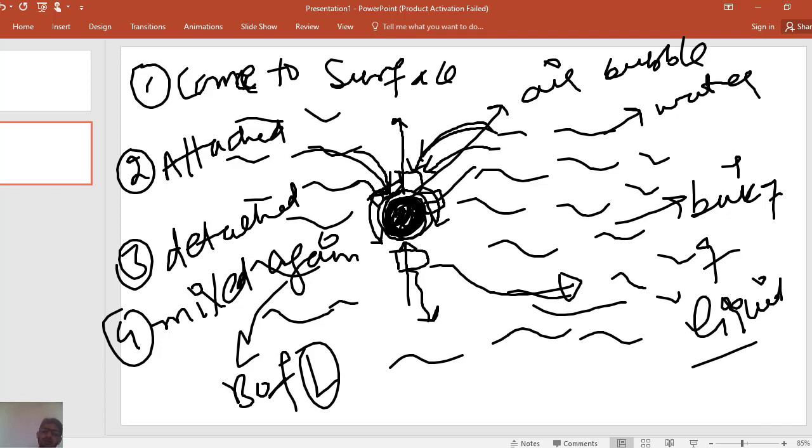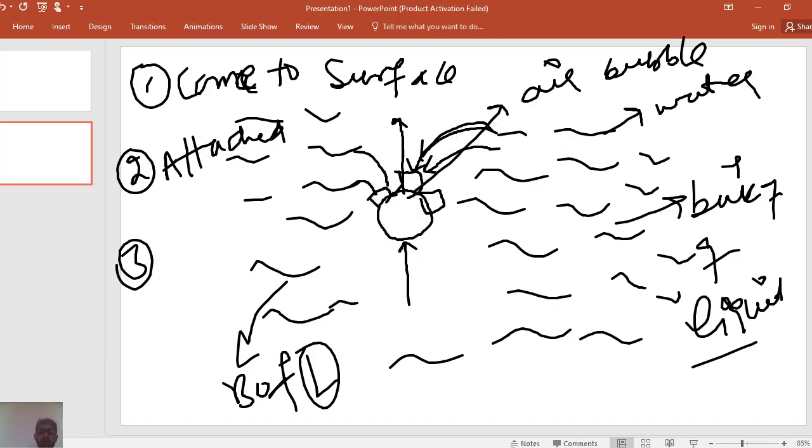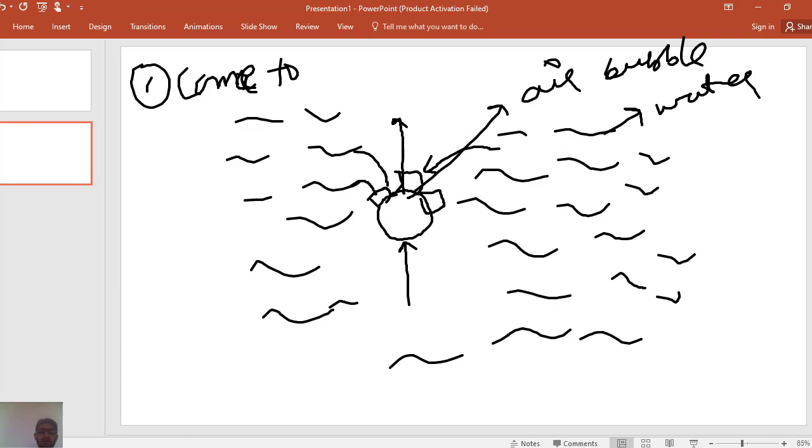Similarly, the next time, another fluid element will come to the surface. It will attach to the surface and move along the surface of the bubble. During its movement on the surface of the bubble, there will be mass transfer from the gas to the liquid, and this mass transfer will be unsteady state mass transfer.